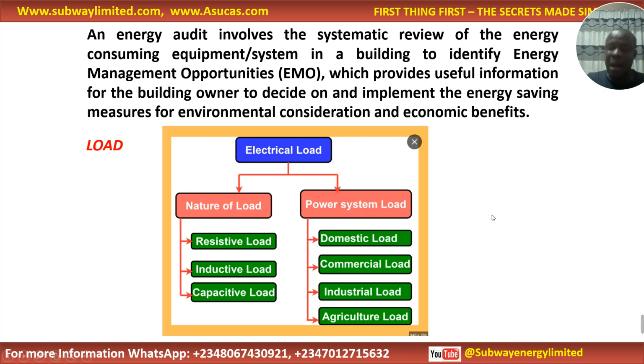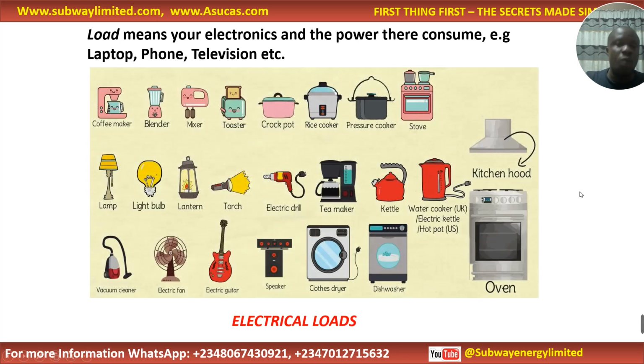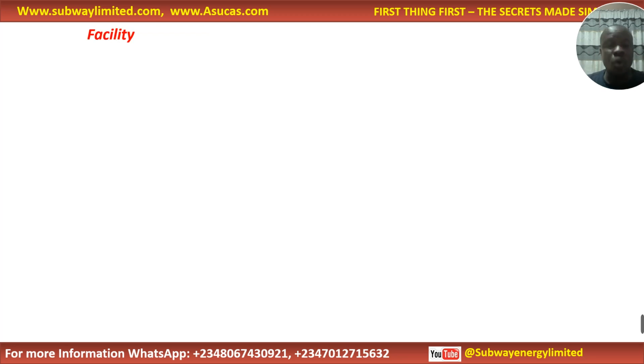But loads are basically electrical appliances that will be used with the solar system. So load means your electronics and the power they consume. For example, your laptop, your phone, your television, etc. These are some of the electrical loads that are common in different houses. There are more, but we decided to just bring this to your notice so that you know what we mean by load, so that you don't misunderstand us. When we say load, we are actually talking about electrical load. We are not talking about your bed or other things.